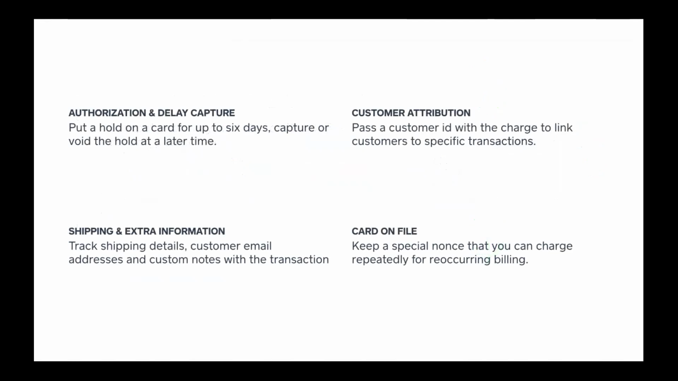Some of the same functionality, the same APIs, right? It's authorization and delayed capture, the ability to do card on file. We can actually save these tokens for future use on a customer record, and we can do recurring billing against them. We can add additional information to the checkout. We can create customer records and assign them to these transactions. And then, of course, card on file, as I mentioned, the ability to save a card for future use.